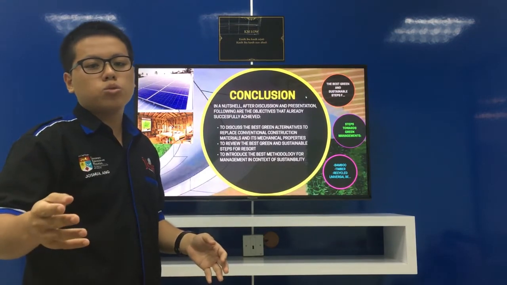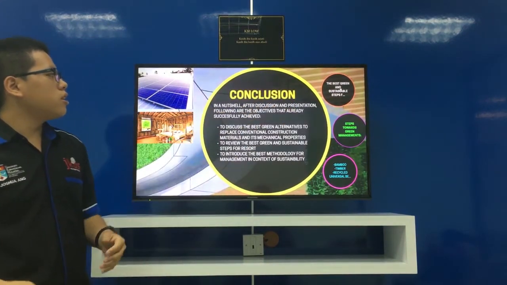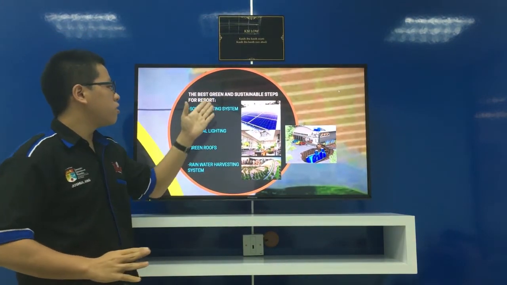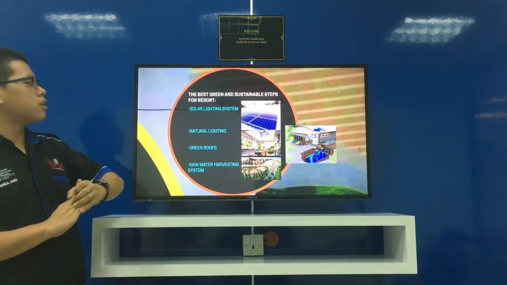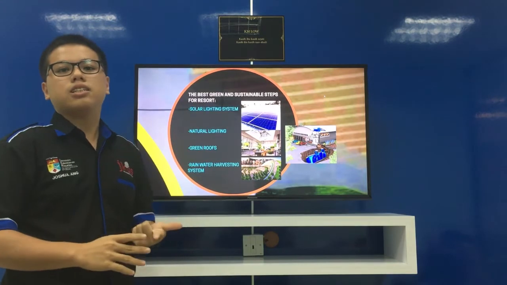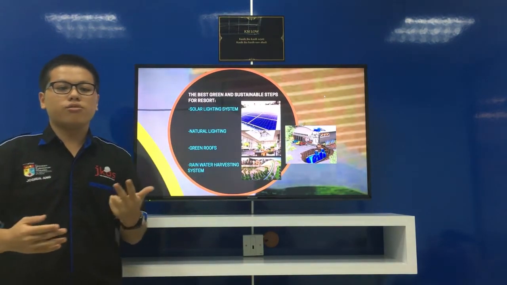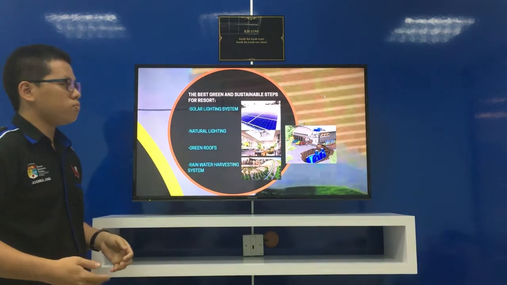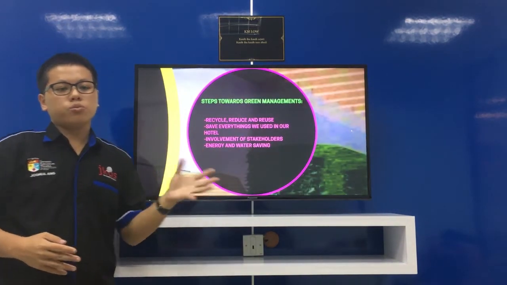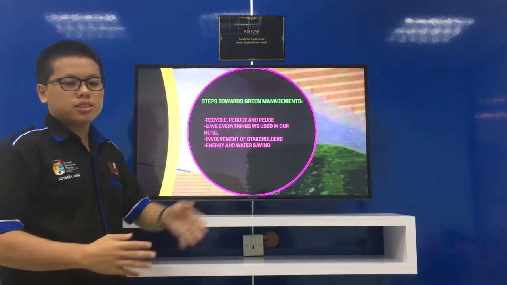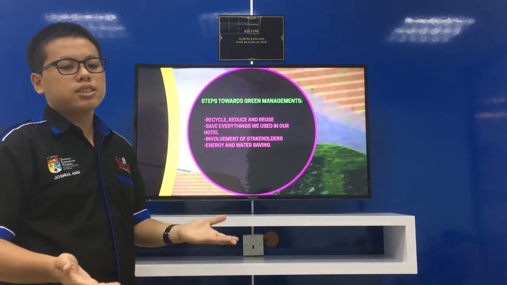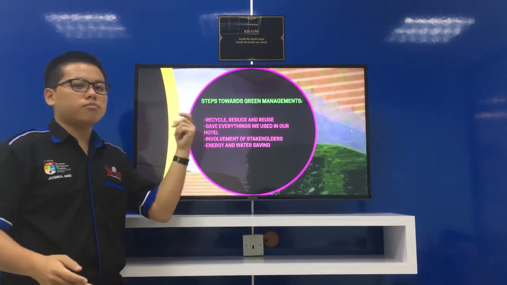Okay, now we would like to go to the best green and sustainable steps. In conclusion, we have chosen these four steps as the best and most green and sustainable steps for the resort. First, solar lighting system. Second, natural lighting. Third, green roofs. And fourth, rainwater harvesting system. For the management steps, we are going to implement 3R practices, saving everything that we use in a hotel, involvement of stakeholders, and energy and water saving.